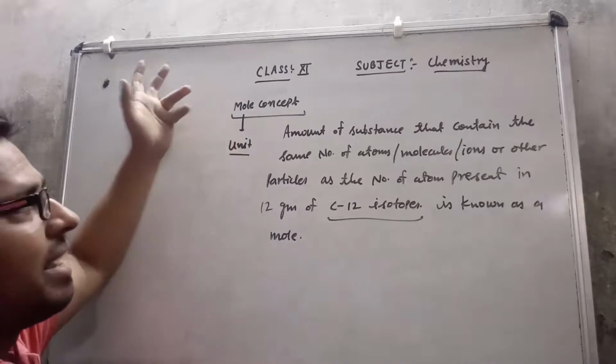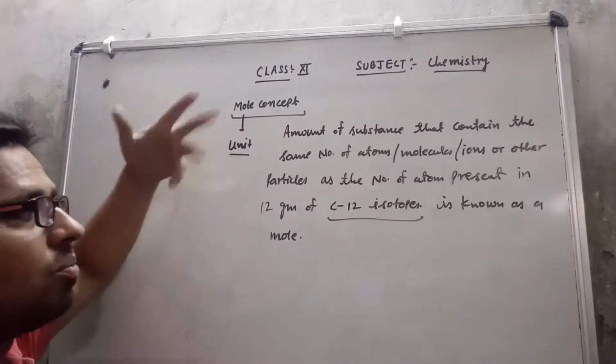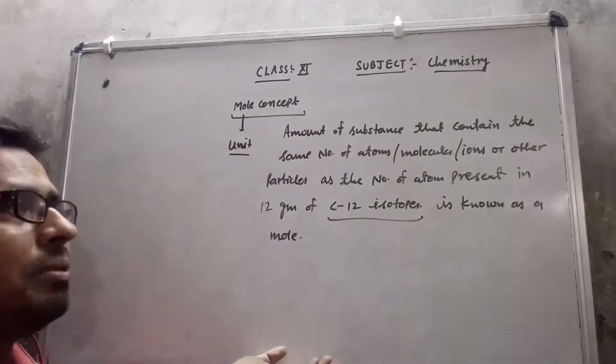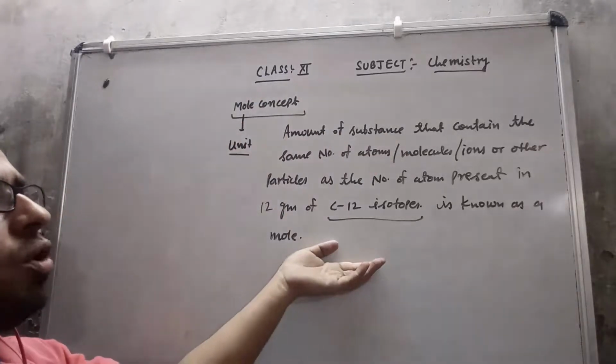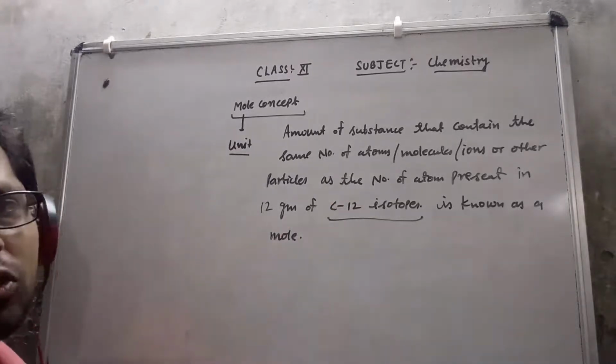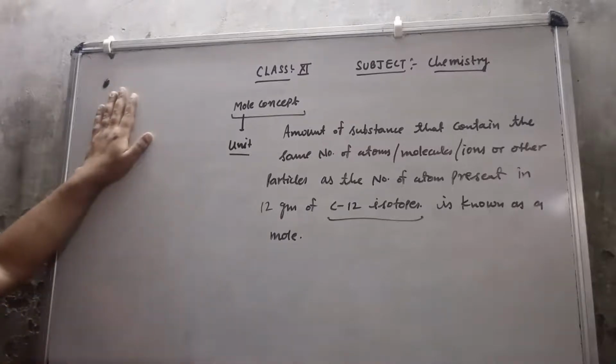That means again I will say this is a unit. Mole is a unit to measure the quantity, whatever number of atoms, molecules or ions are present in 12 gram of isotope of carbon. So that is the meaning of mole. Already I have discussed this in class 9th also.